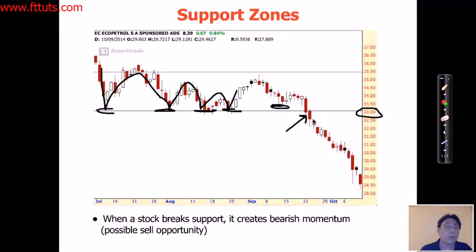And the moment it breaks, what do you think people do? People panic, say, oh my God, there are no more buyers left. So no one dares to buy. Yeah, there's no more support. And the price tends to free fall from there.